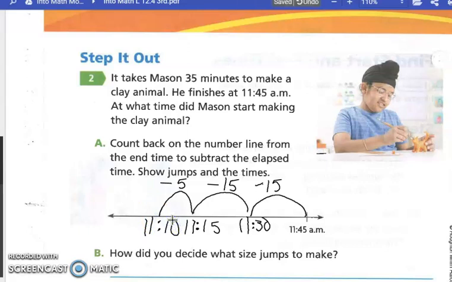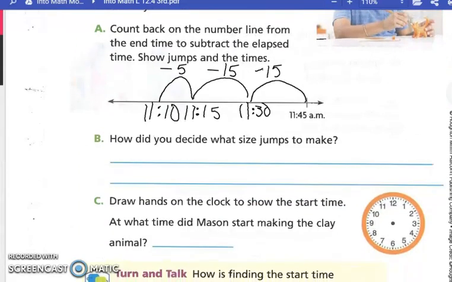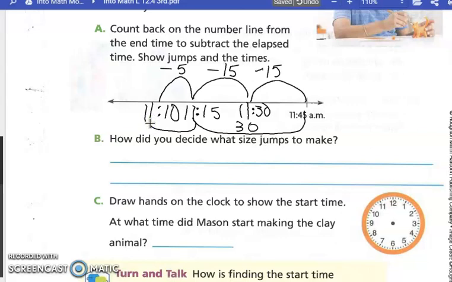Okay. So it says, how did we decide what to jump? Well, we decided what would be easy to subtract, right? Now, we could have made one long jump from 11:45 to 11:15, just like above. And that would have been 30 minutes, and then we just had our 5-minute jump. So we're not going to write B. We're just going to talk about it. We know how we decided, right? We decided we were going to try and subtract 15s. That's an easy thing on a clock.